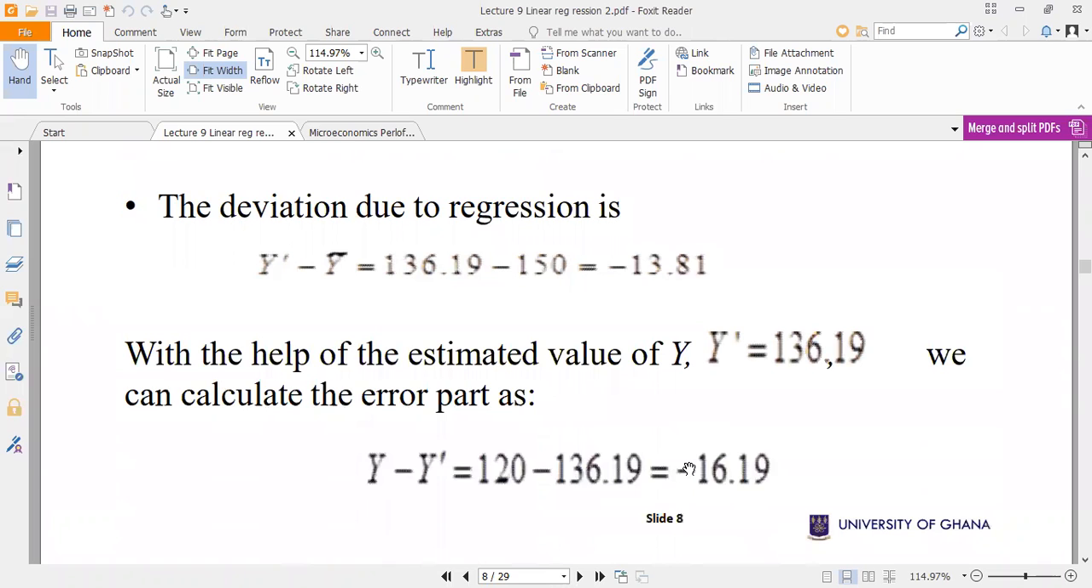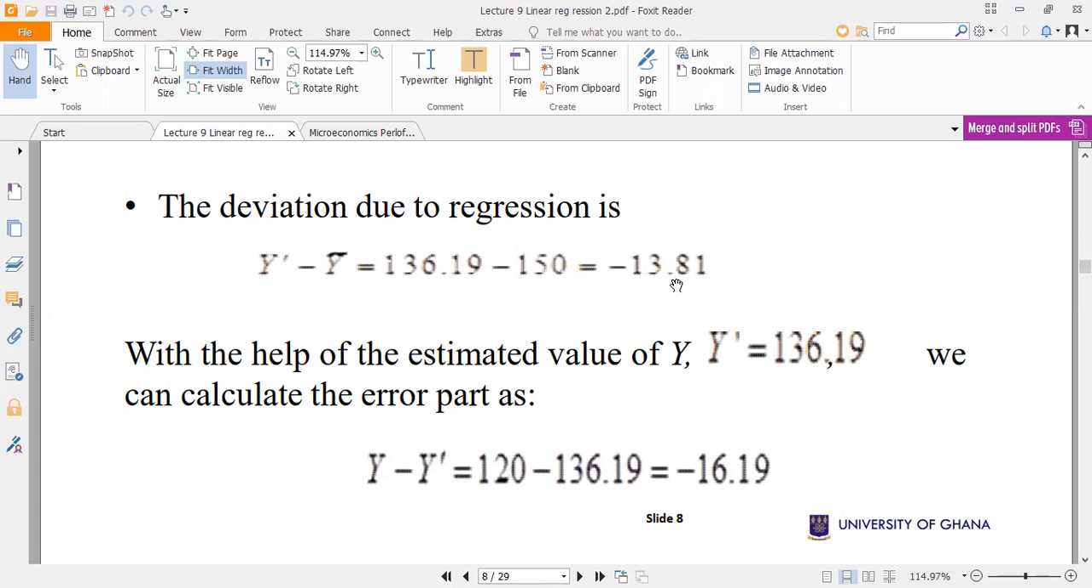To find the error, you subtract the estimated y from the actual y, so y minus y prime. The actual value of y was 120, and that of y prime is 136.19. When you find the difference, we are getting minus 16.19. So when you add minus 16.19 to minus 13.81, you get minus 30.